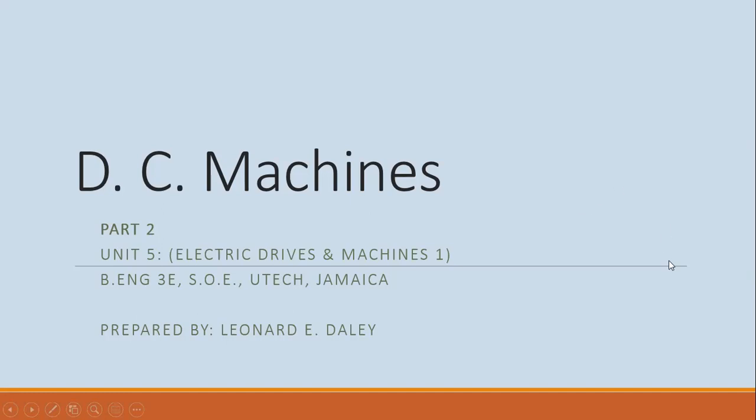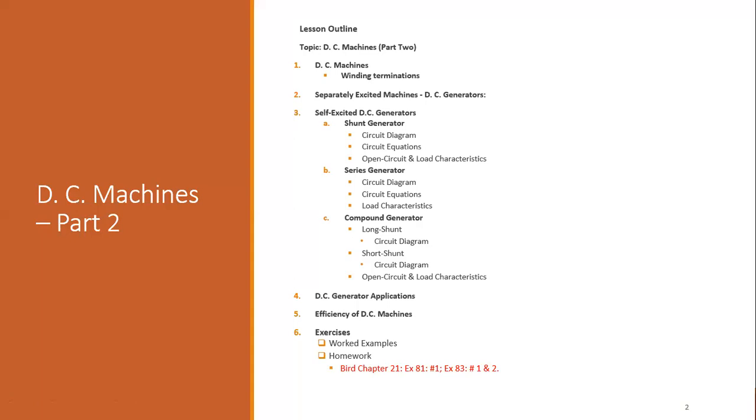Let's get into part 2. Part 2 again will have more details, but we're going to look more at generators this time, the DC generators in particular. Different types of connections: shunt, series, compound, and we'll do some calculations on efficiency. Okay, so let's get into it.